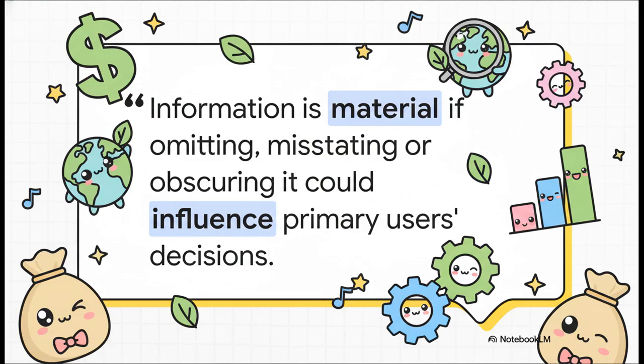Information is material if leaving it out, getting it wrong, or kind of hiding it could change a primary user's decision. That's the litmus test, plain and simple. Could this piece of information change an investor's or a lender's mind about your company? If the answer is yes, it's material.